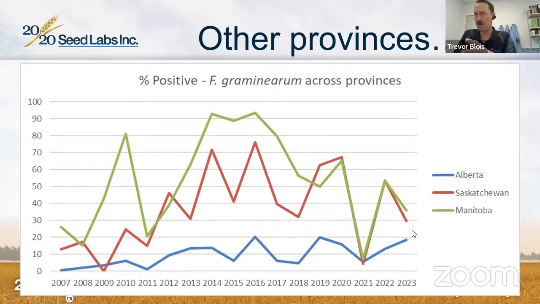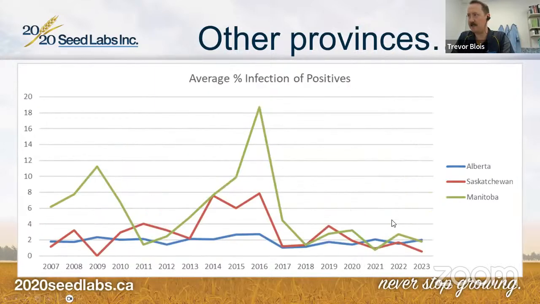Manitoba is about 35. So 1 in 3 samples out of Manitoba are testing positive for Fusarium graminearum, which is much lower than the peak here that we had for 3 years between 2015 and 2017, where we're having over 90% of samples testing positive. 2021 was a year that we saw a big decrease, actually, and it was pretty similar to Alberta in both of those provinces. So good news for Manitoba and Saskatchewan, makes sense based on the drier conditions in those provinces.